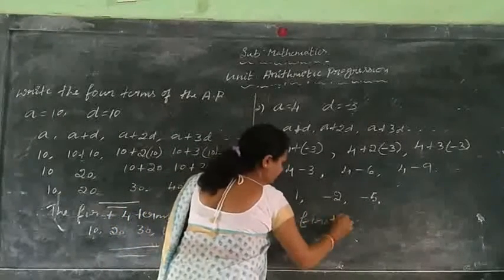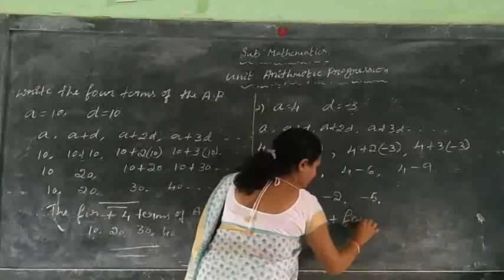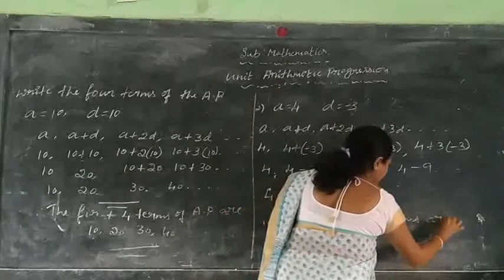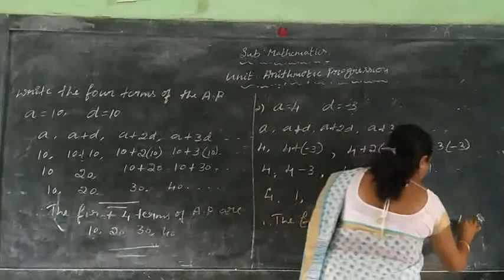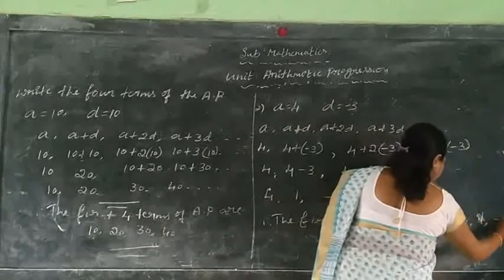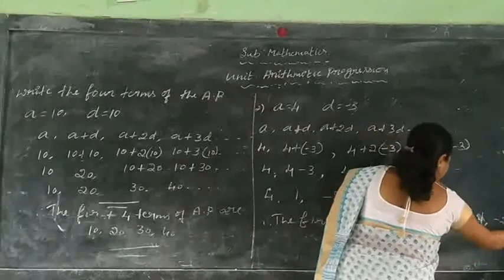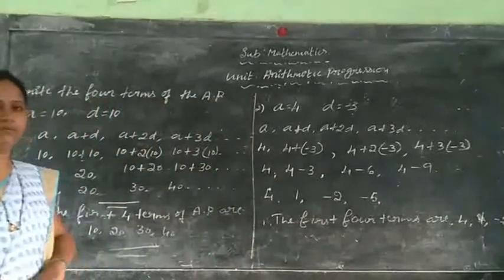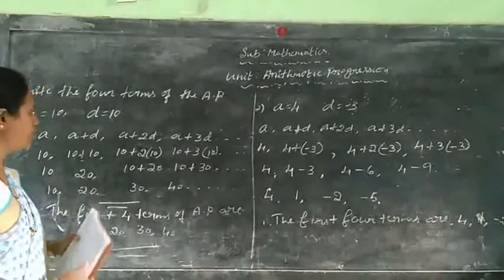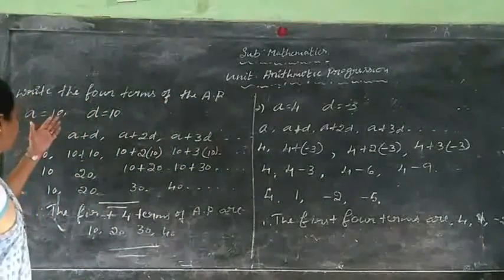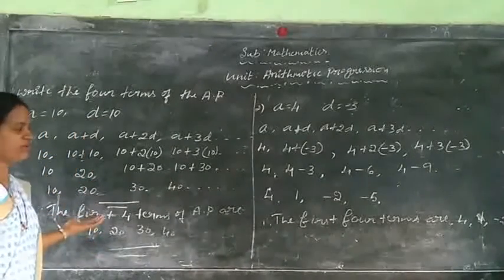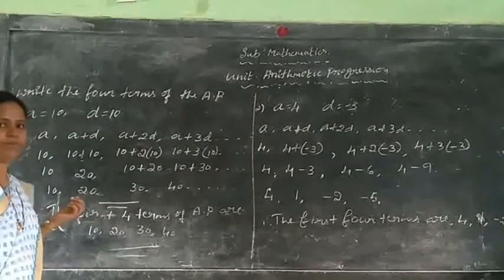So the first 4 terms are 4, 1, minus 2, minus 5. Okay, did you understand, children? Here they have given the first term and common difference, and they have asked to find out the first 4 terms of AP.